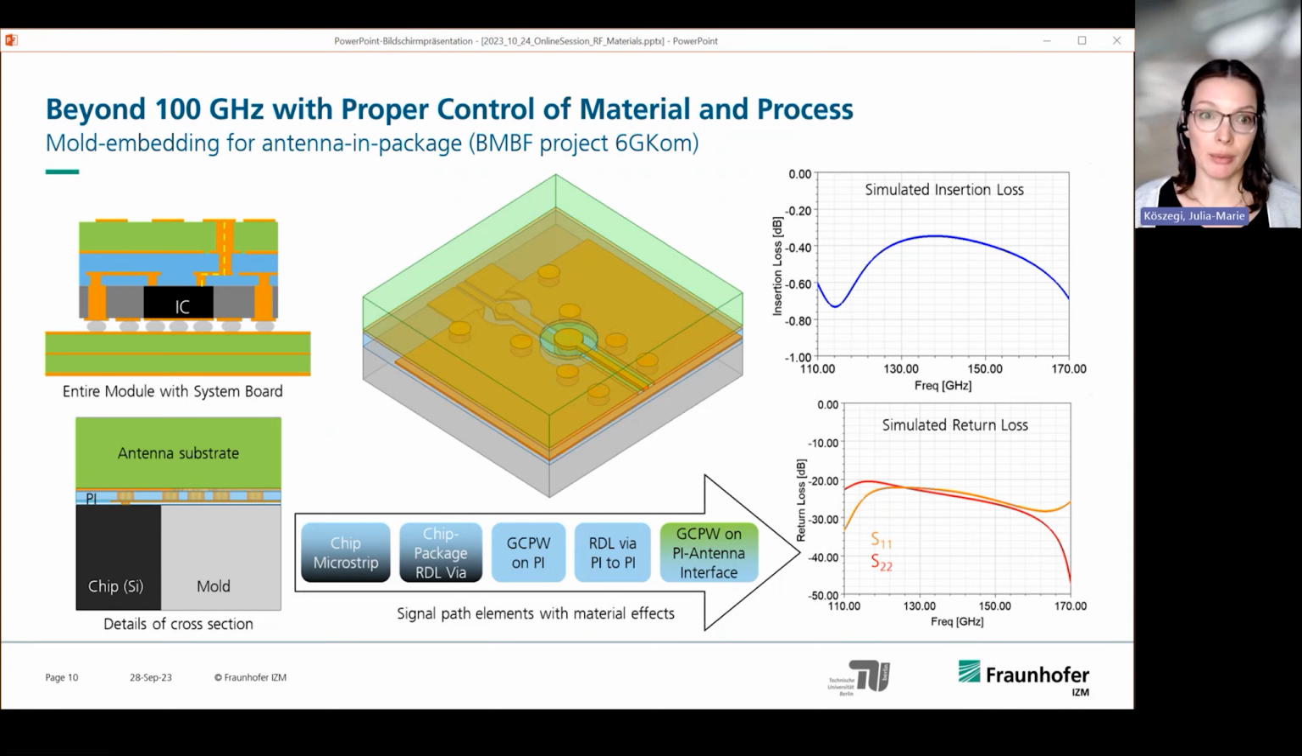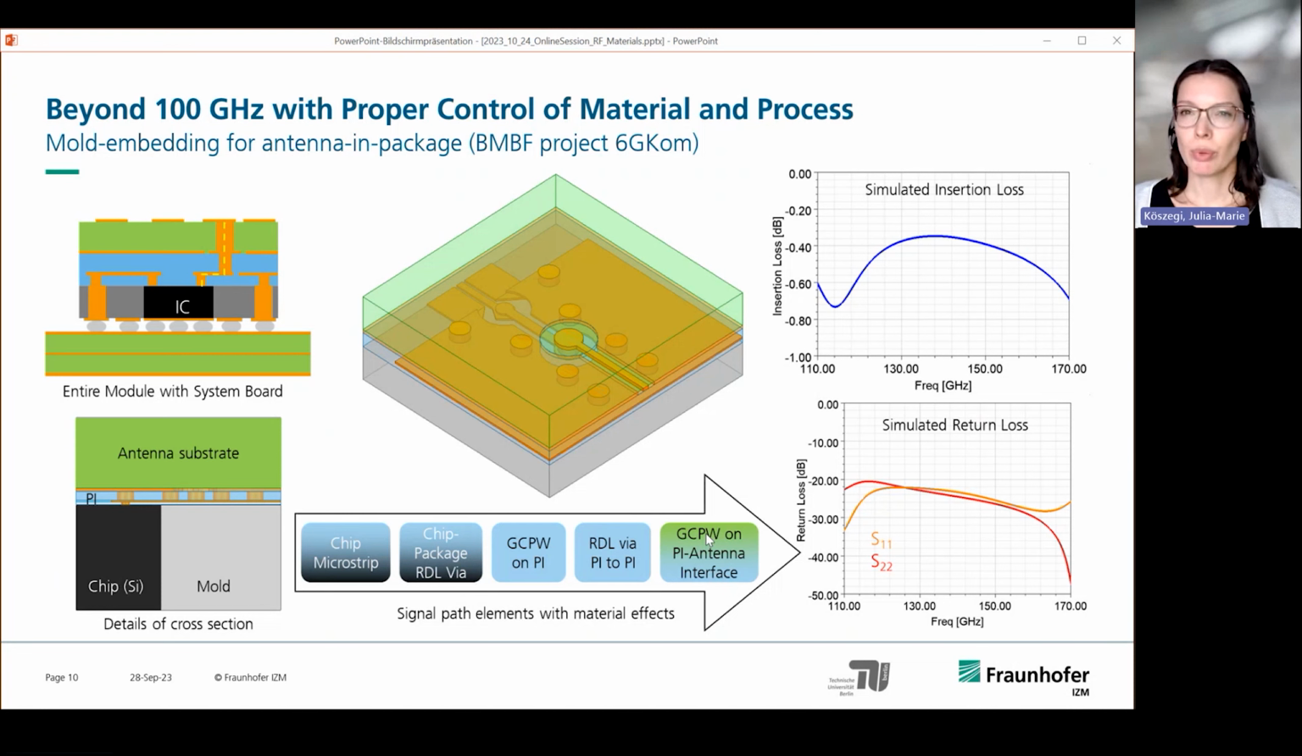And the mismatch can come from not optimum design, or when your material parameters are off, or if you have a suboptimal combination of materials. So you really need to put in the design effort here. So in this case, your signal path would contain a microstrip line from the IC. You will go over the RDL. You have several vias, different materials, so PI, and then your antenna substrate.